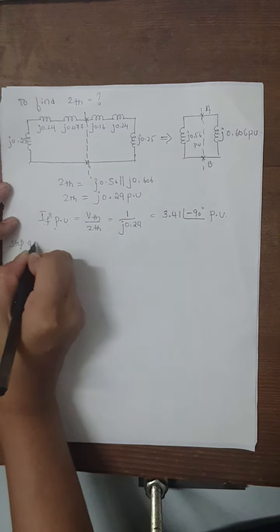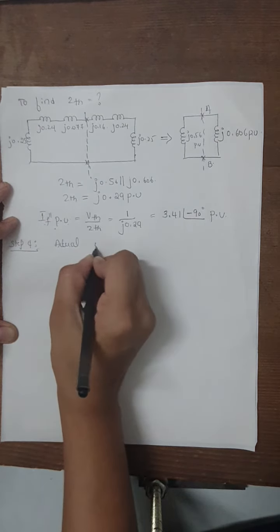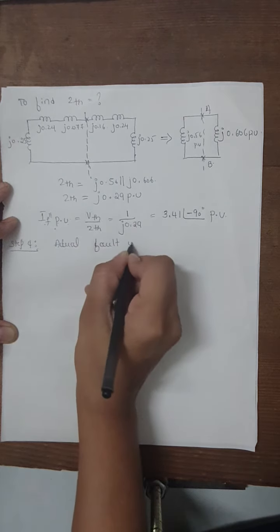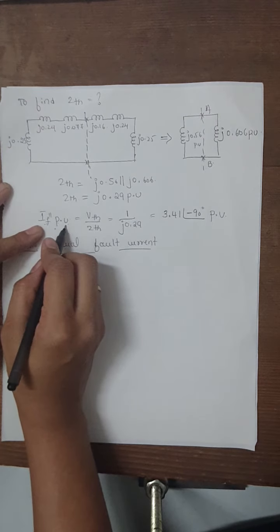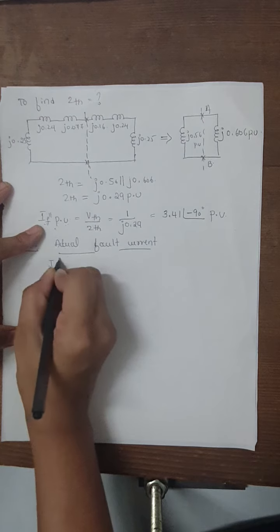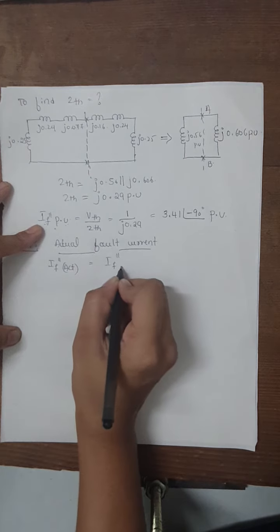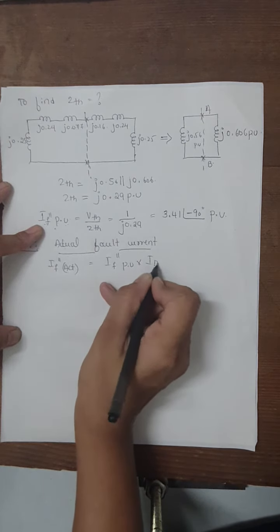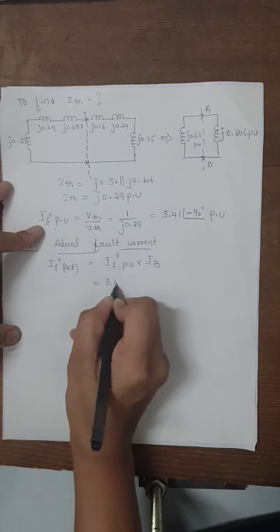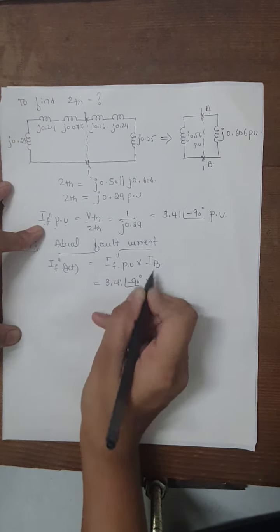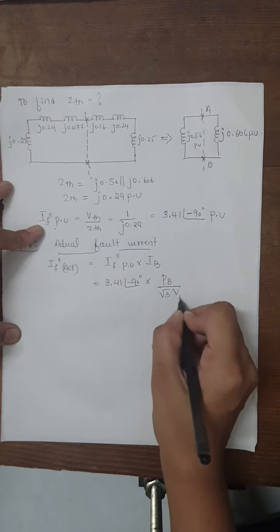So the step 4 is actual current calculation, actual fault current calculation. Here already we have obtained the per unit value of the fault current. So that we need to write in terms of actual. So IF double dash actual will be equal to IF double dash per unit multiplied by I base. Now IF per unit value, here itself we have obtained 3.41 at an angle of minus 90 degree, multiplied by I base. We have the formula I base equals S base divided by root 3 into V base.